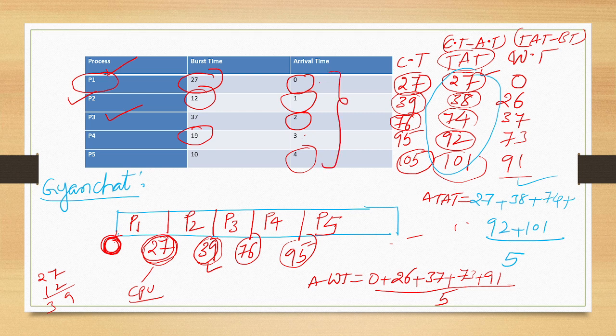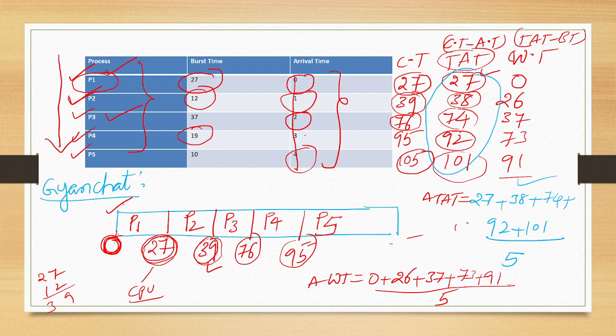Mainly, you have to focus on the arrival times. If the arrival time is not given in the question, sometimes they will mention that the processes come in the order of P1, P2, P3, P4, P5. That means they are telling that first P1 came, next P2 came. After P2, P3 came, next P4, P5. Like this, you have to take.